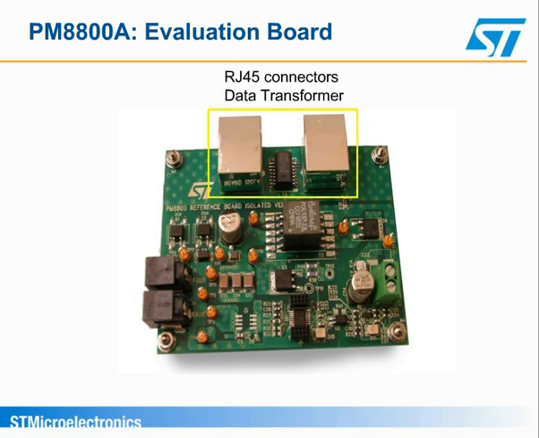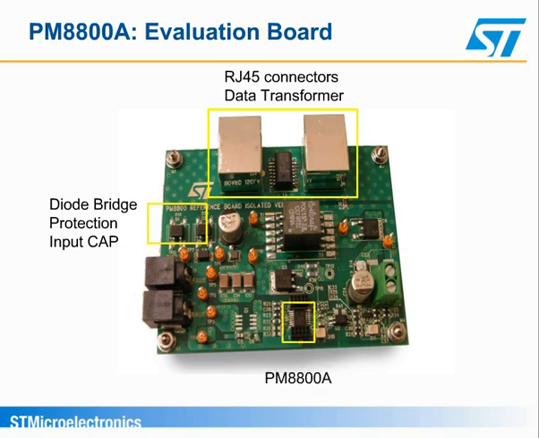On the top, we have two RJ45 connectors, plus the data transformer. The input connector for data and power is on the left. The second connector is where the Ethernet data is bridged. Then on the left there is the input section with the diode bridge, the input protection, and the input capacitance and filter. The PM8800 is at the bottom center of the picture.